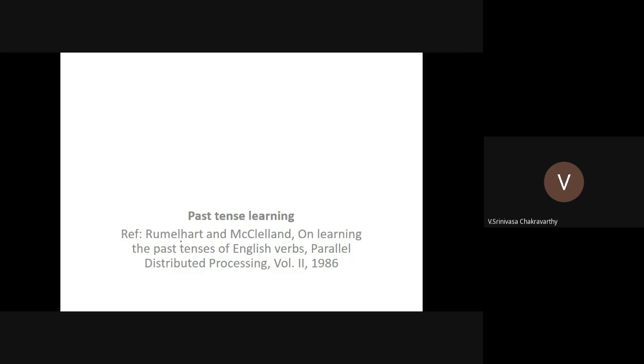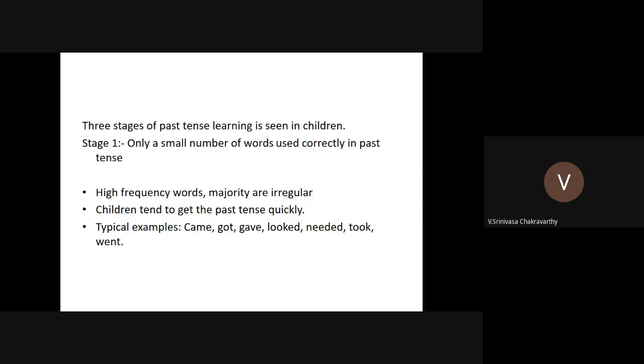So in this paper, Rumelhart and McClelland study how children learn past tenses of English verbs and how you can capture those patterns using a neural network. In fact, they have just taken a perceptron. It's not even an MLP. And even that can capture some of these patterns of learning that you observe in real children.